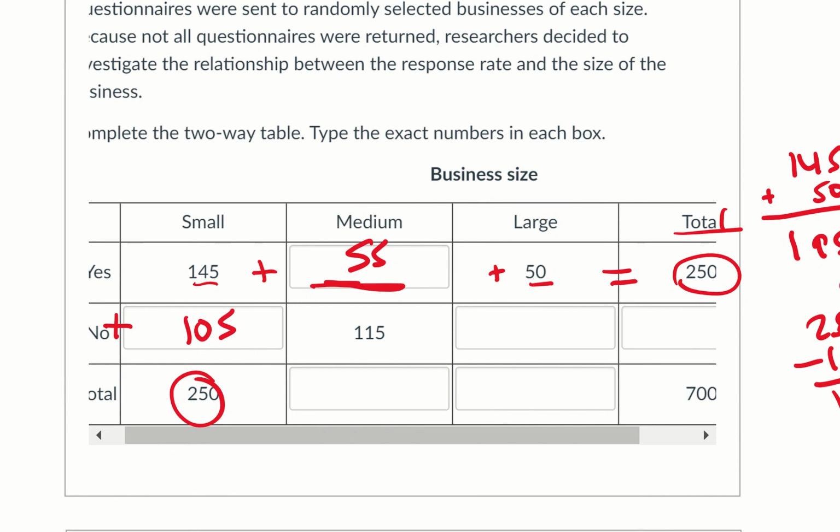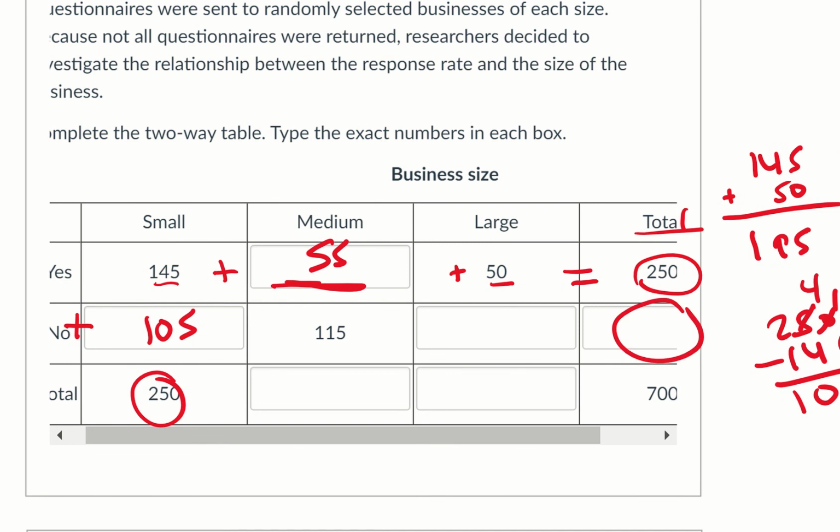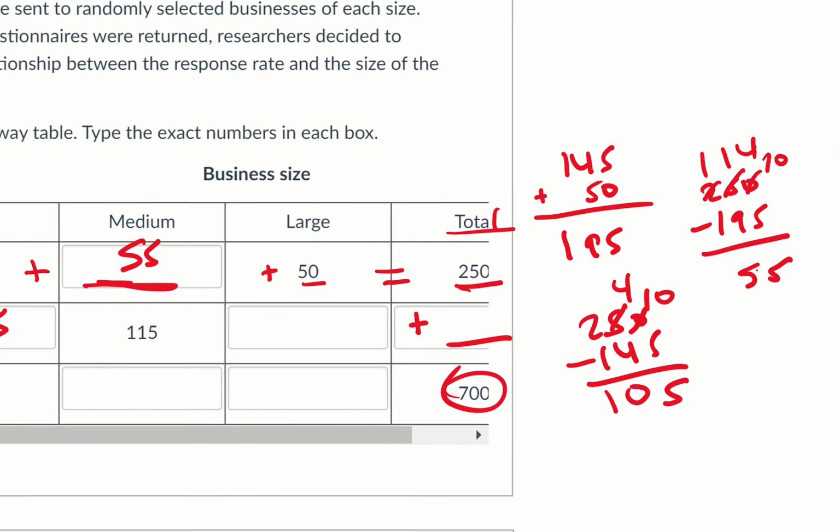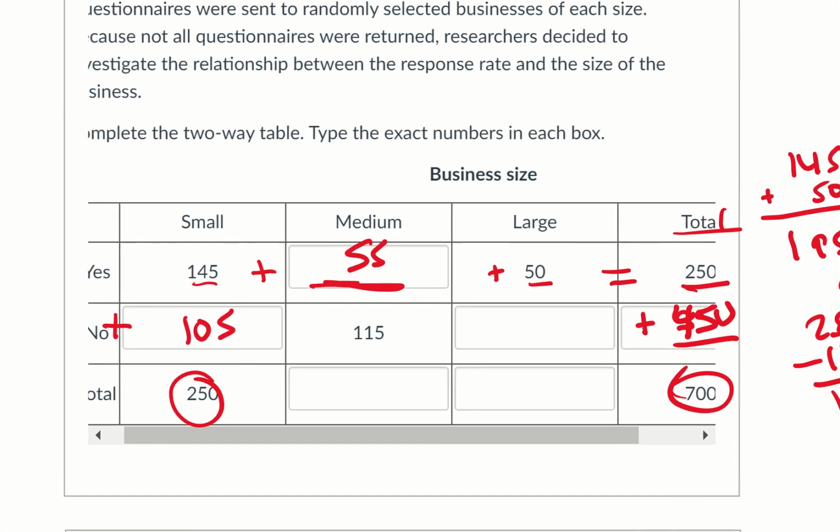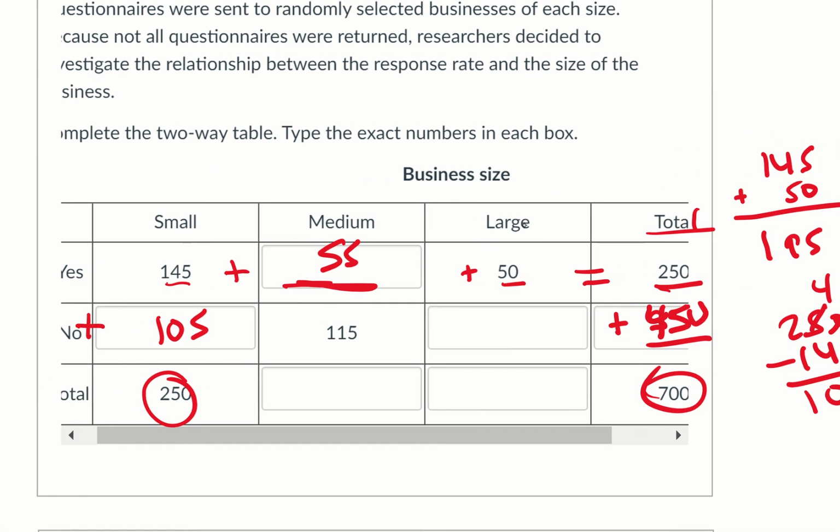And then you want to figure out what this is based off of the 250. So 250 plus some number is 700. And if you subtract those, you get 450. So 450 that said no, and 105 that said no that were small. Okay, so now that we know this total, we can add these numbers together in order to get it equal to 450. So these three numbers add up to 450.